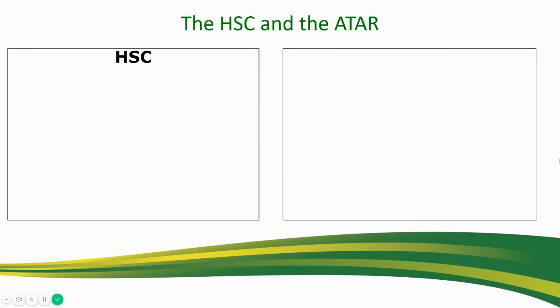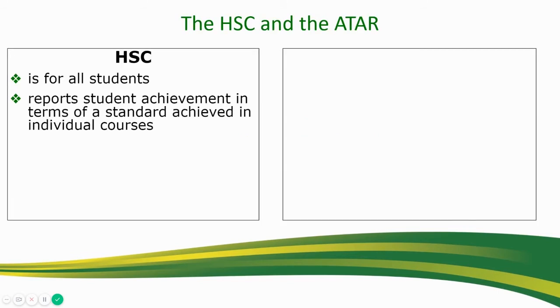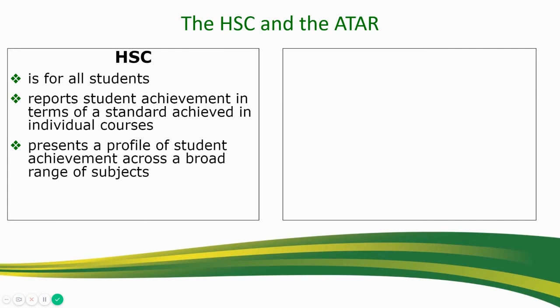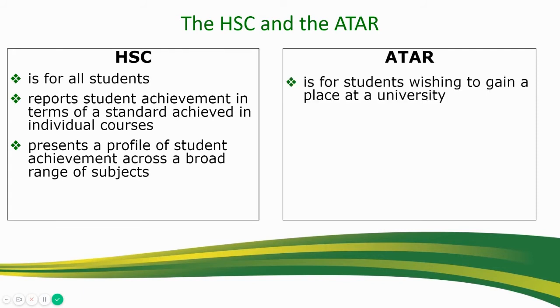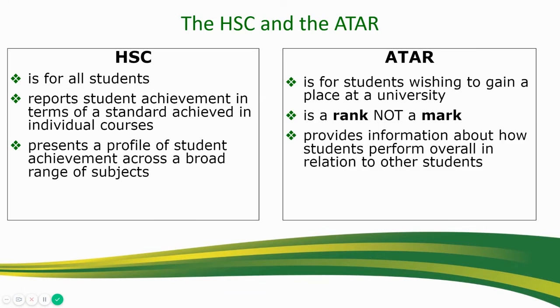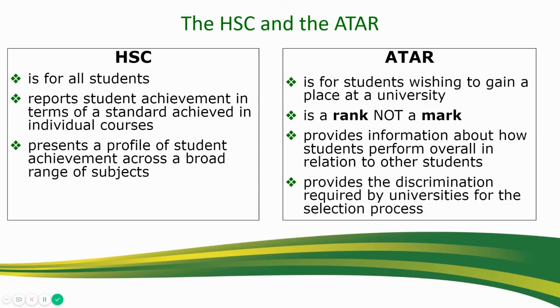What is the difference between HSC and the ATAR? The HSC is for all students. It reports student achievement in terms of a standard of achievement in individual courses, and presents a profile of student achievement. Whilst the ATAR is for students wishing to gain placement at university. It is a rank, not a mark, and it provides information on performance compared to other students. This is what the universities use for their selection process.